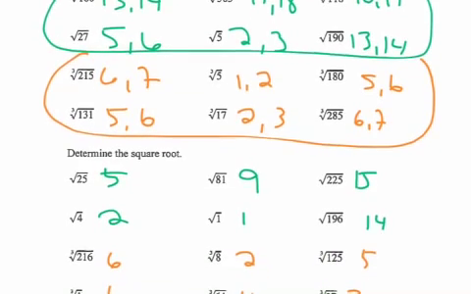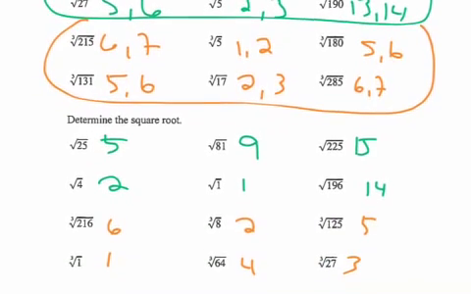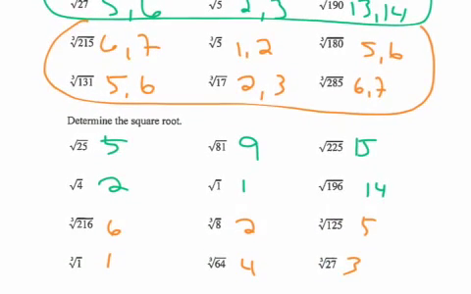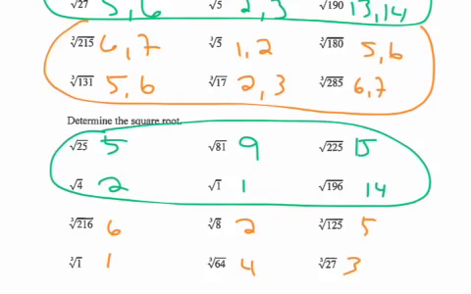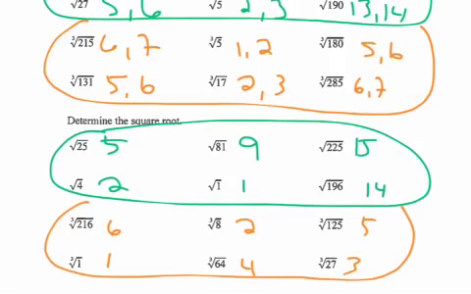Down below, when I asked you to determine the square root, you're literally doing the same thing, but it would be an exact value. Square roots are in green, cube roots are in orange. Remember, square roots, you think what multiplied by itself would give you 25, and in this case it's 5. When you get to the cube roots, you think what multiplied by itself 3 times would give you 8, and your answer would be 2, because 2 times 2 times 2 is 8.